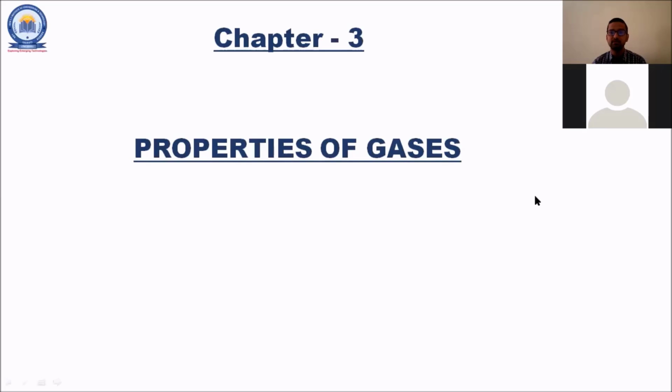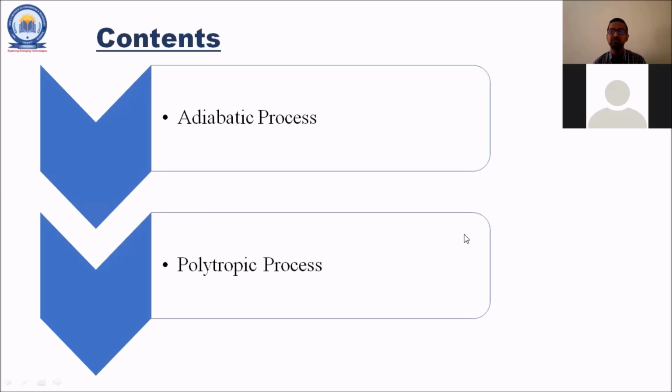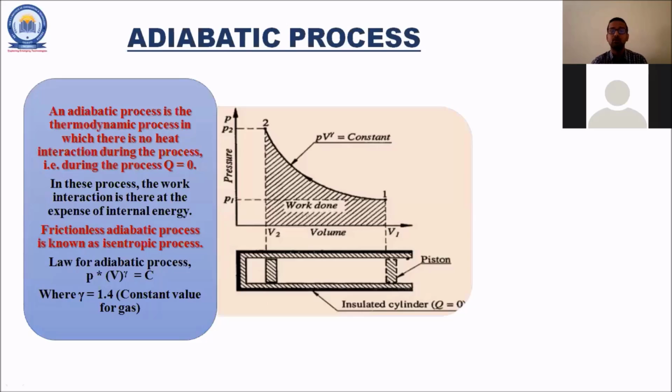So in today's session, we are going to discuss only these two processes, but these two processes are very important in context of the theoretical examination. So in today's session, we are going to discuss several derivations related to the adiabatic process, and finally we will discuss the polytropic process. So the first point is the adiabatic process.